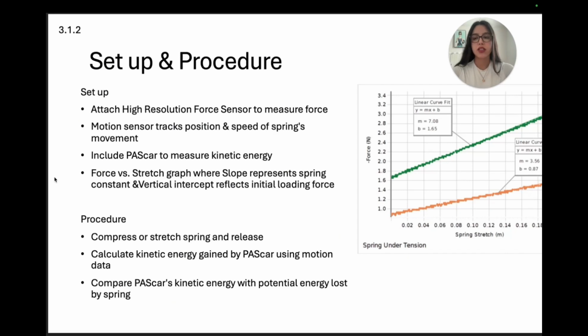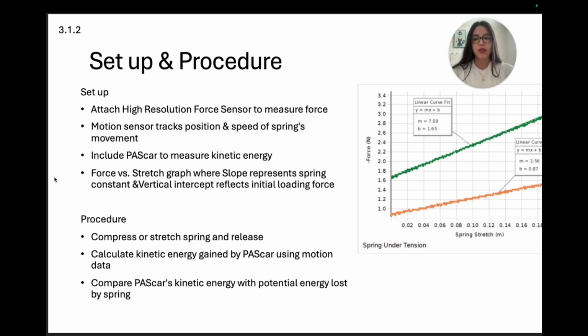The setup for the experiment consists of attaching the high-resolution force sensor to measure force. The motion sensor tracks the position and speed of the spring's movement. The PASCO cart is used to measure kinetic energy, and there is the force versus stretch graph, where the slope represents the spring constant and the vertical intercept reflects the initial loading force.